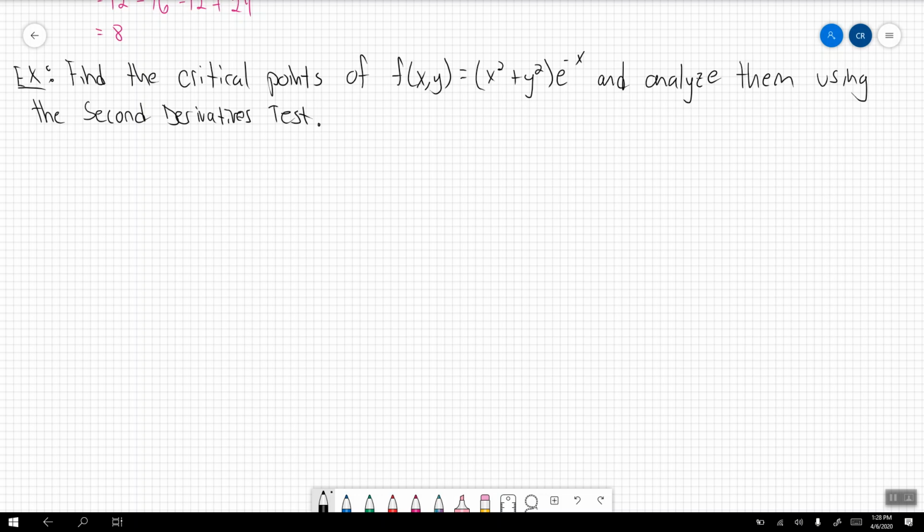All right, so here we are. Now, in order to be able to do this, we need to go through and find these partial derivatives. So f prime with respect to x. Notice here we're going to need our product rule to be able to take these derivatives. All right, so derivative of the first function with respect to x is going to be 2x multiplied by e to the power of negative x, plus the first function, which is x squared plus y squared, multiplied by the derivative of e to the negative x, and that's just going to be negative e to the negative x.